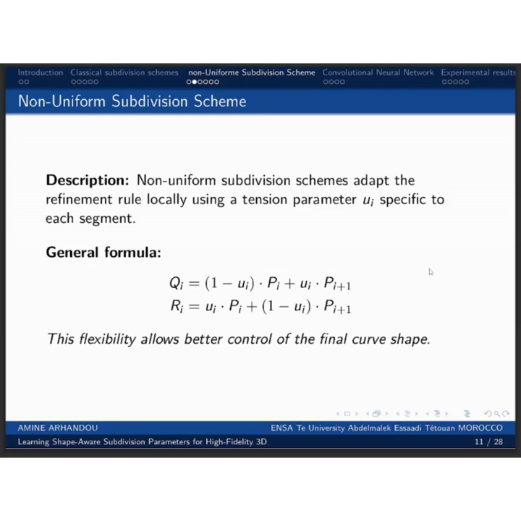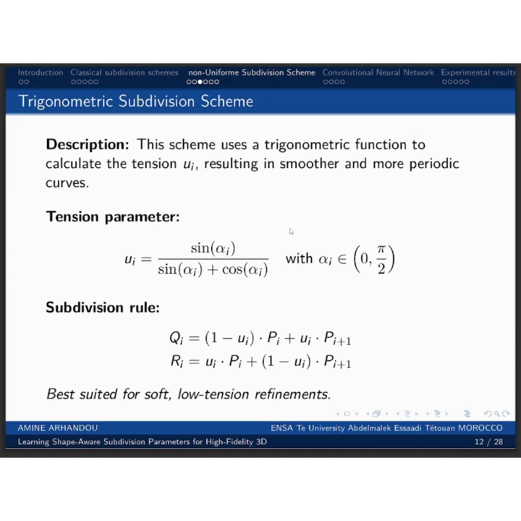Non-uniform subdivision schemes adapt the refinement rule locally using a tension parameter ui specific to each segment. This is the formula of non-uniform subdivision schemes. We have a type of non-uniform subdivision, for example, the trigonometric subdivision scheme. The scheme uses a trigonometric function to calculate the tension ui, resulting in smoother and more periodic curves. This is the tension parameter, the value of the tension parameter. And this is the rule of subdivision.